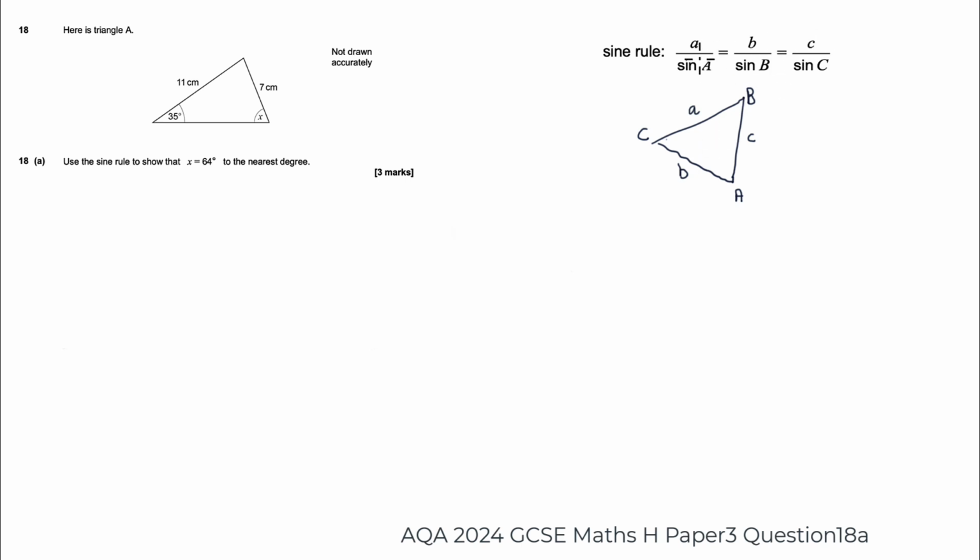All these fractions are equal. So in this case, we would have 11 over sine x being equal to 7 over sine 35.